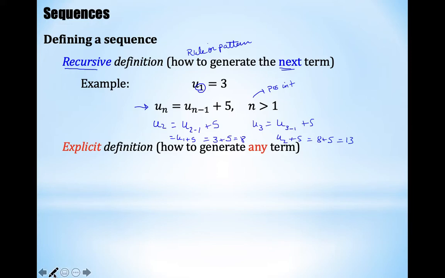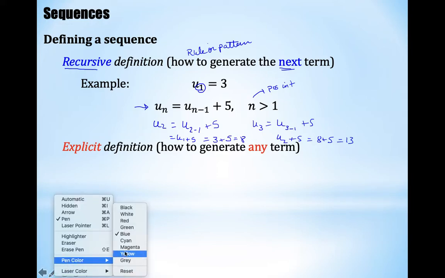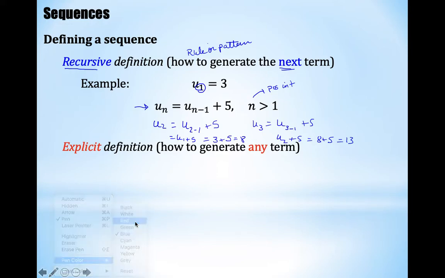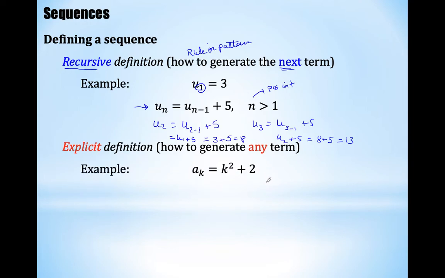The explicit definition means I'm going to give you a rule where I can jump to any term. It doesn't depend upon the term before it. So an explicit definition, and I'm just using k's this time, a sub k, is equal to, take the k, square it, and add 2 to it.